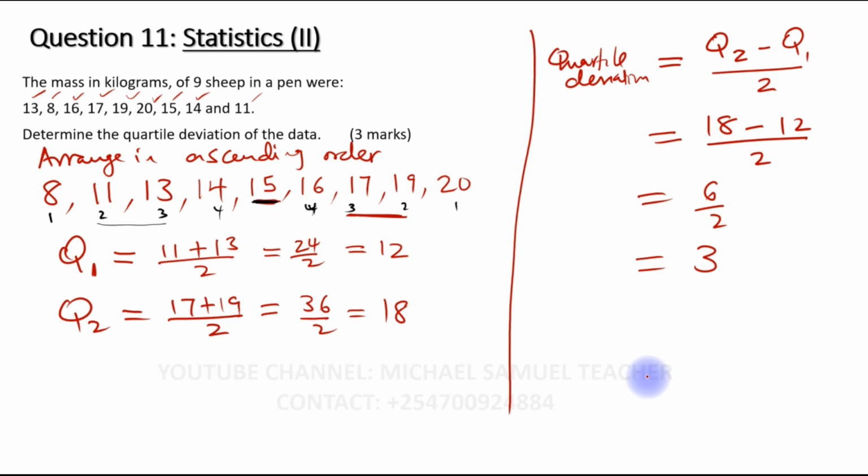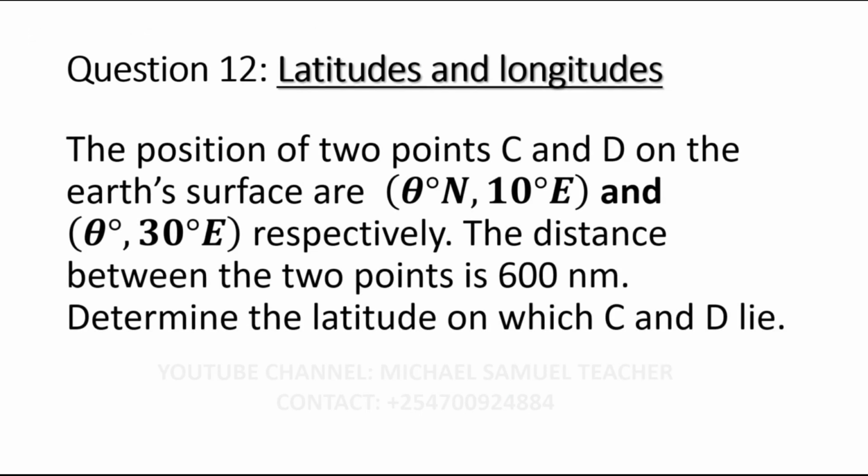We move on to question 12, and question 12 comes from the topic of latitudes and longitudes. The question is, the positions of 2 points C and D on the Earth's surface are given as theta degrees north, 10 degrees east, and theta degrees north, 30 degrees east respectively. The distance between the 2 points is 600 nautical miles. Determine the latitude on which C and D lie. We need to find the latitude on which C and D lie.